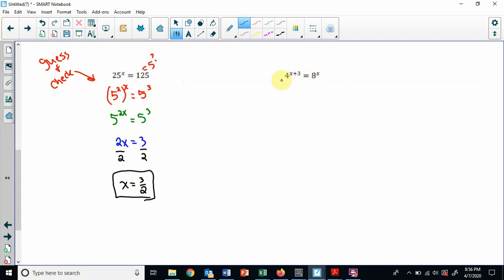So let's do one more over here. Can I get both of these to the same base? Can I get 8 to have a base of 4? And the answer is no. I know some of y'all are tempted to tell me 4 squared, but before you do that, what is 4 squared? It is 16.